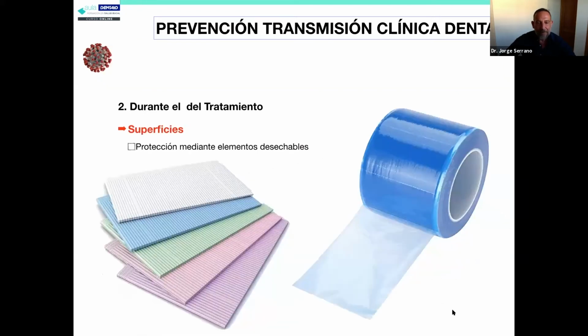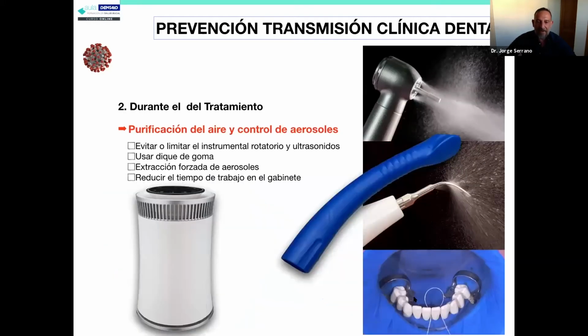As we said before, we have to have all our instruments prepared, and we should cover all the surfaces with these films that we will have to remove once we're finished with the treatment of our patient. During the treatment, we should try to avoid producing aerosols. Our treatment should be as short as possible. The shorter, the fewer aerosols we generate. Our rotary instruments should have special devices also to reduce the aerosol between one patient and the next. We should avoid using ultrasounds, use double suction, a normal one and a high volume suction device, and use a rubber dam. It has been shown that the rubber dam reduces 50 times the production of aerosols.